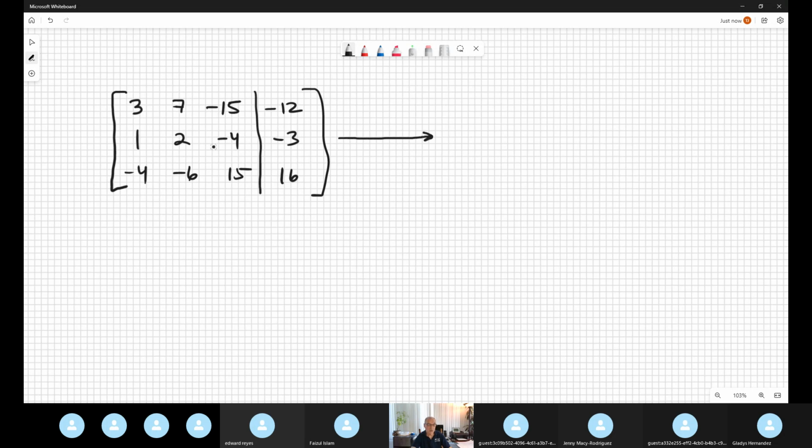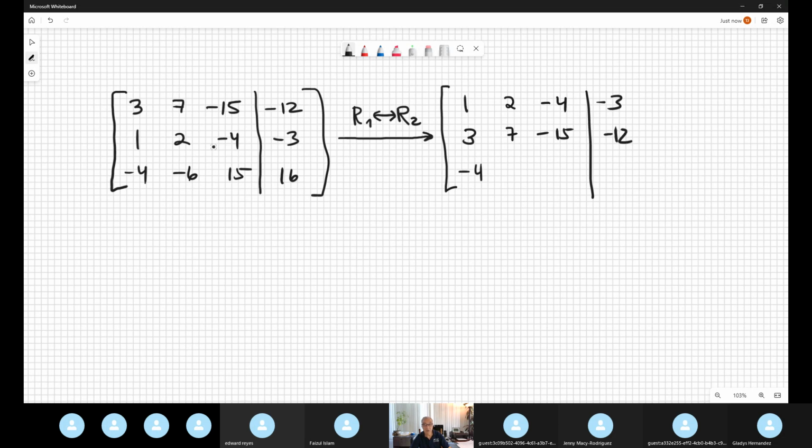In the first transformation you interchange row 1 and row 2. Why not? Because I see in row 2 a 1 here. Then my new matrix is 1 2 -4 -3, 3 7 -15 -12, and nobody touches row 3. It stays the same, totally the rest.